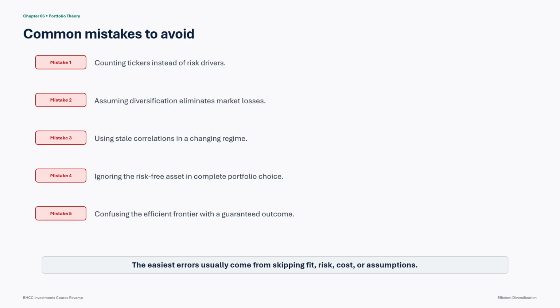Mistake 5 is treating the efficient frontier as a guaranteed outcome. The frontier is drawn from expected returns, volatilities, and correlations that may be wrong. A precise curve can create false confidence. An efficient frontier built from historical inputs is a forecast wearing a geometry costume.